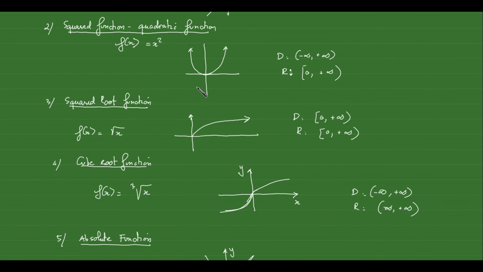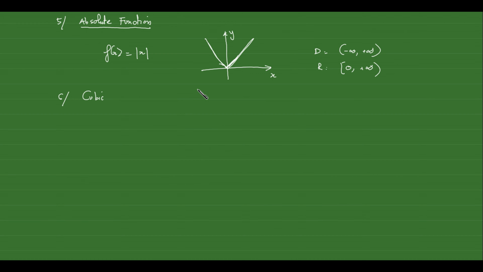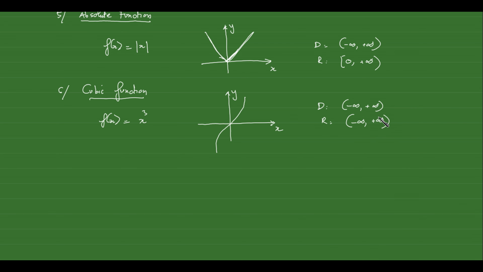How about the cubic function? The cubic function looks like this: f of x equals x to the third power, and the graph of the cubic function will be something like this. You've got to memorize all of this. So the domain will be from negative infinity to positive infinity, and so is the range. Of course, you have to memorize the domain and range too. Number 7.